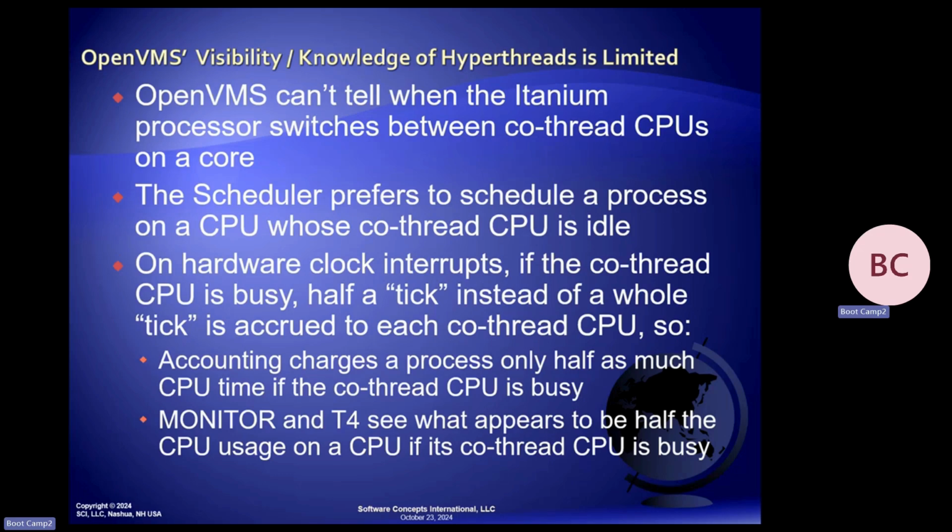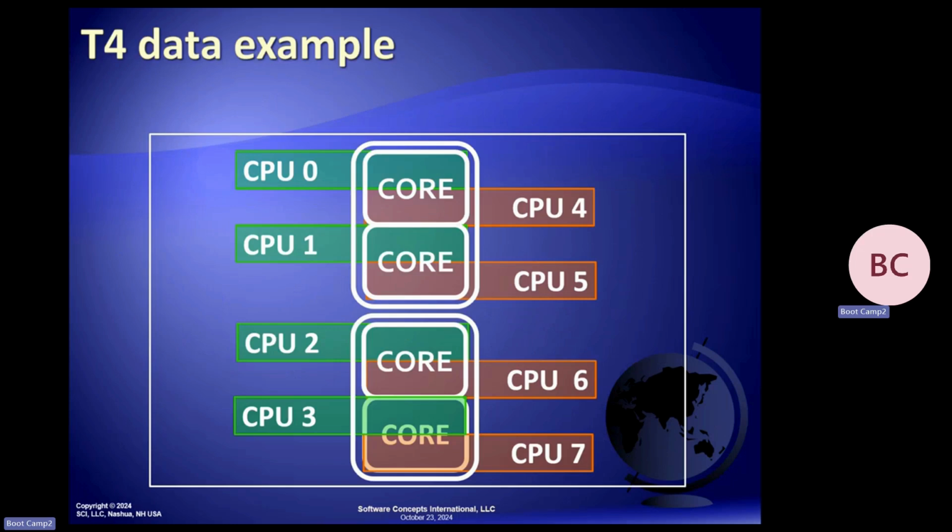On hardware clock interrupts, if the co-thread CPU is busy, it'll record, for accounting purposes, half a tick of CPU usage, because it says, well, you're really probably only getting about half since the co-thread is in use. So accounting charges only half as much if the co-thread CPU is busy, and MONITOR and T-Force see what appears to be half as much CPU usage on a CPU if the thread on the co-thread CPU is busy. So that can confuse things a little bit. So here's an example with T4 data.